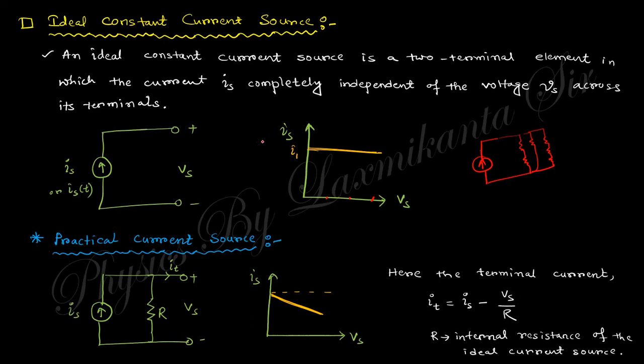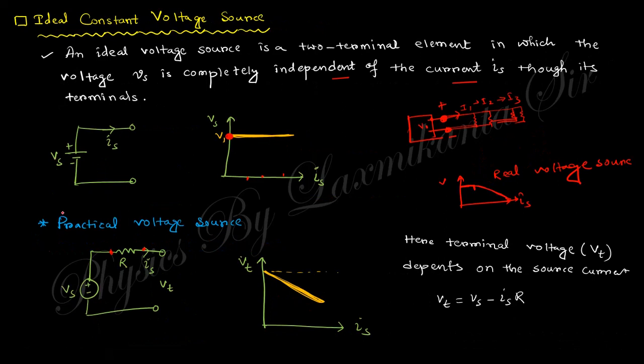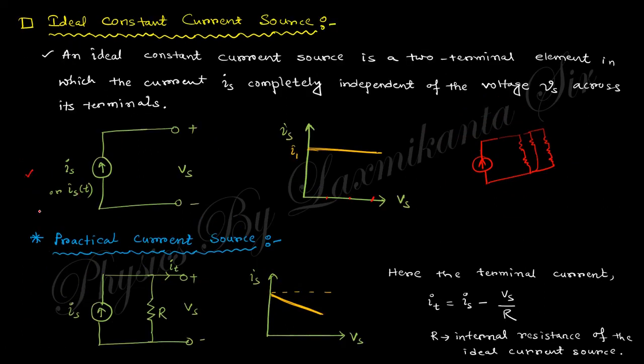This is the ideal case, but in the real case it depends upon the voltage like that. You can see here I_T is nothing but I_S total minus this current, and this current is nothing but Vs by R. Clear? So this is the practical current source and this is the ideal current source. This is the notation of the current source and this is the notation of the voltage source. These two are the circuit symbols: this is the circuit symbol of the voltage source and this is the circuit symbol of the current source.